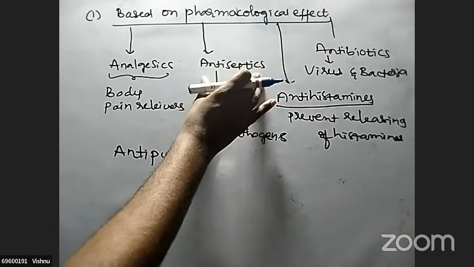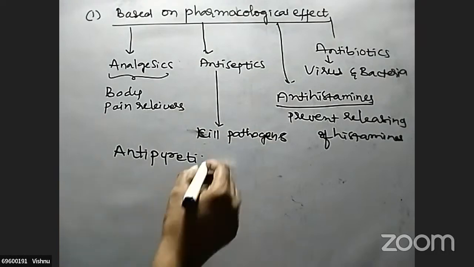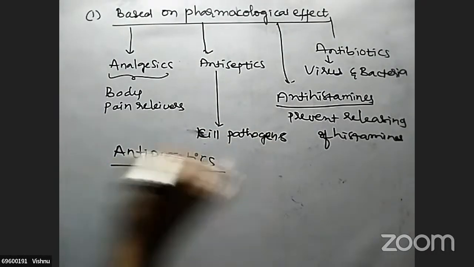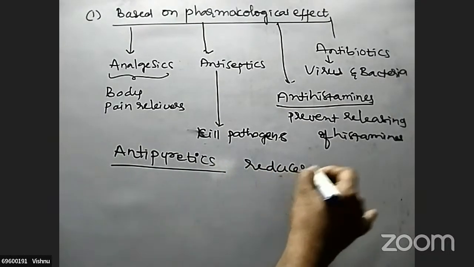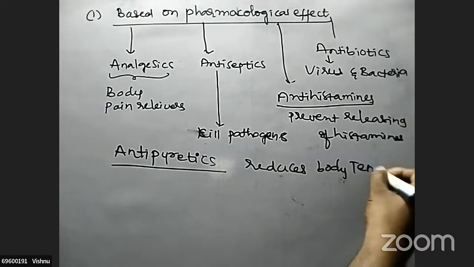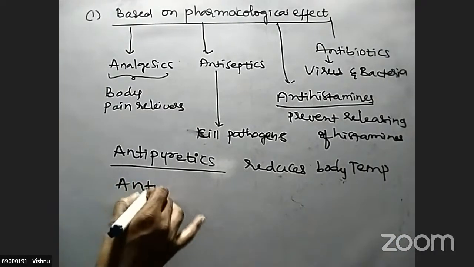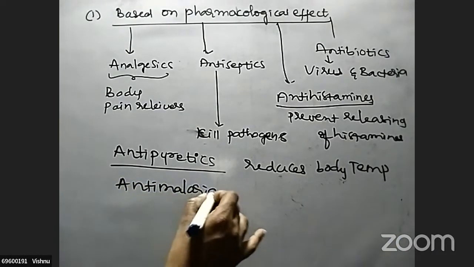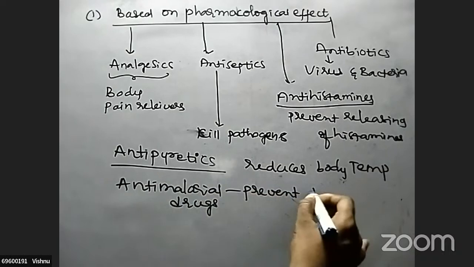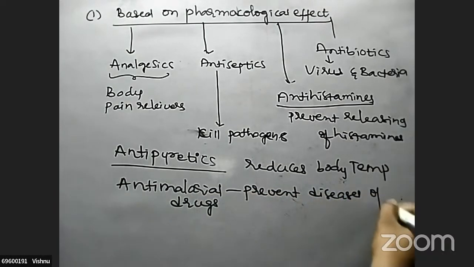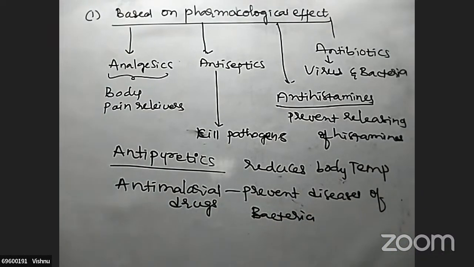And antiseptics are applicable to stop the growth of microorganisms or kill pathogens. Next, antipyretics. What are antipyretics? They reduce body temperature. They are called antipyretics. Anti-malarial drugs prevent diseases of bacteria like malaria, which are called anti-malarials.